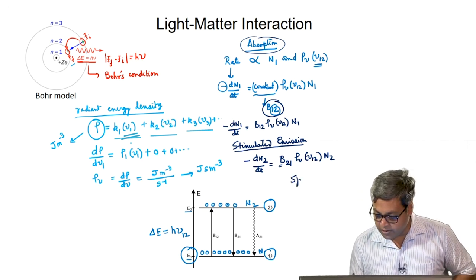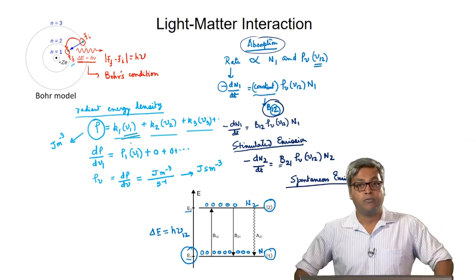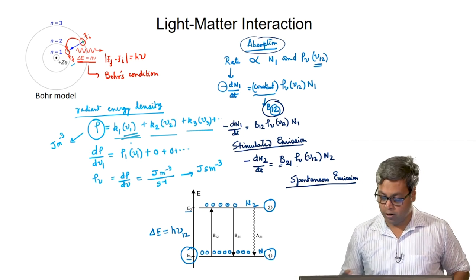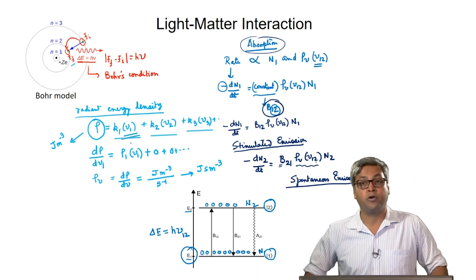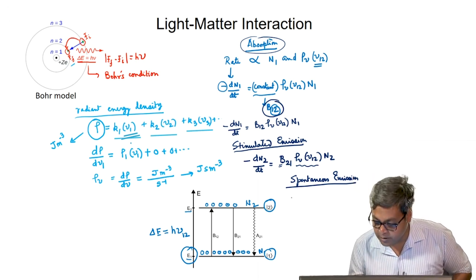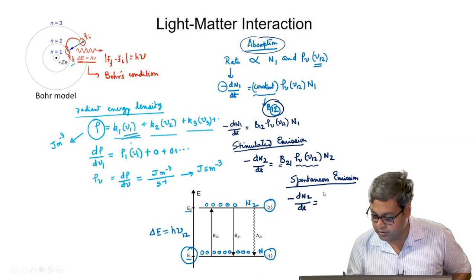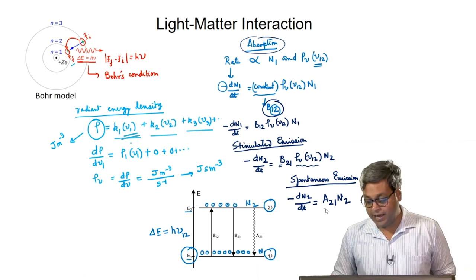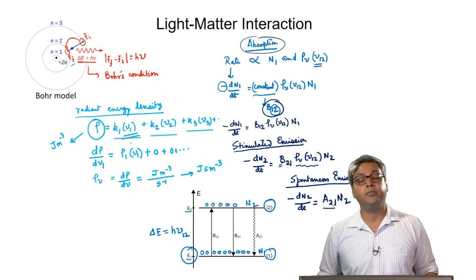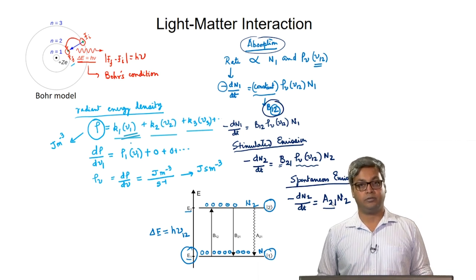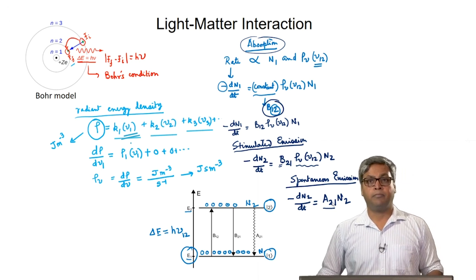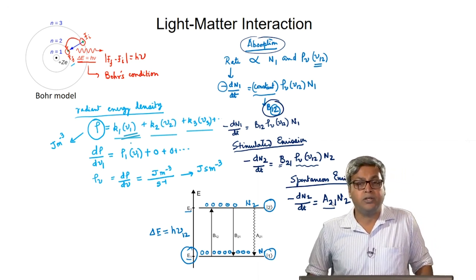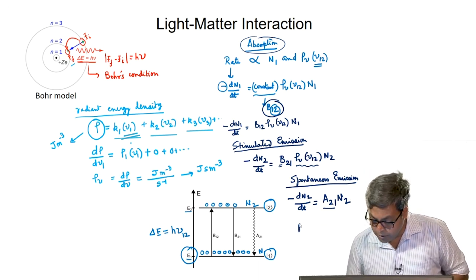Now, if we look into spontaneous emission, for spontaneous emission, light is not required. Thus, the rate of spontaneous emission should not depend on rho nu12. Einstein proposed that for spontaneous emission, the rate equation can be written as minus dN2 dt equals A21 N2. See, now he used a different constant A, as the spontaneous emission process is fundamentally different from absorption and stimulated emission. So, while solving Planck's black body radiation, Einstein argued that B12 equals B21.